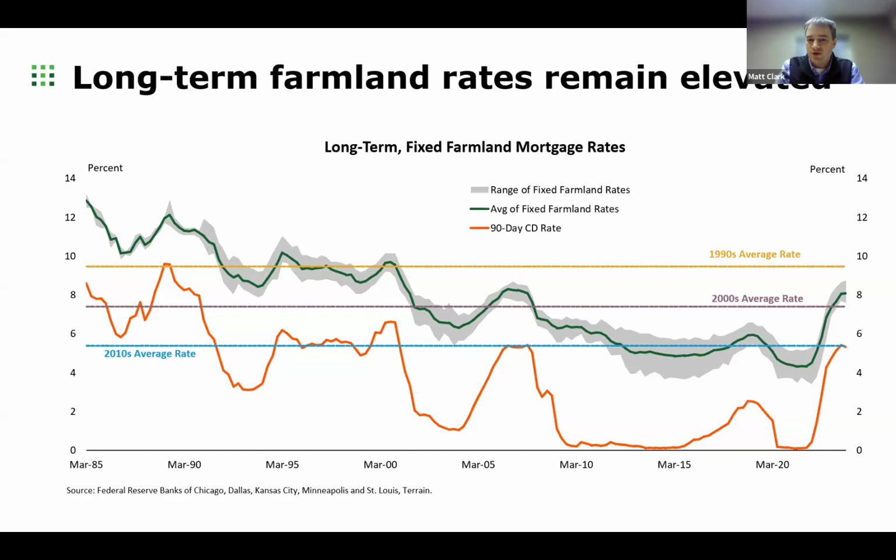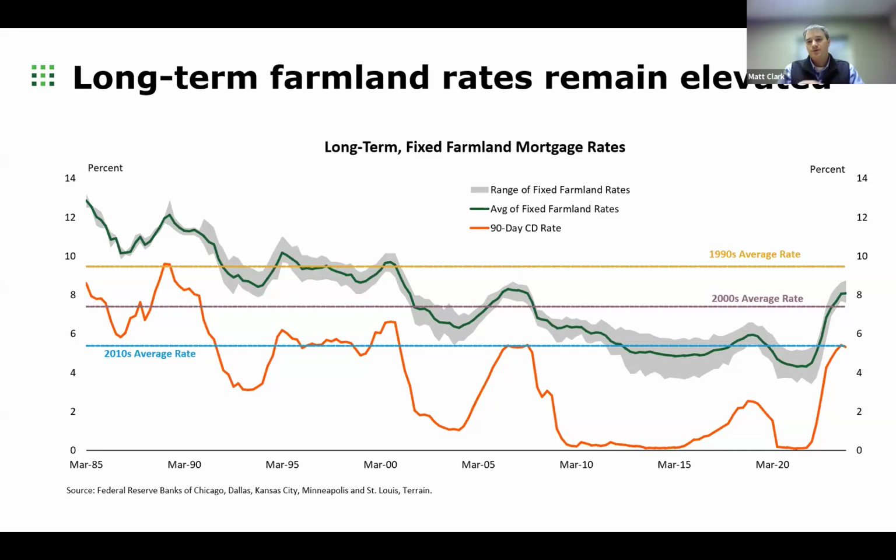The other thing that I want to draw out here is the red line. This is the national average rate on a 90-day CD. What you'll notice is as banks fought for those deposits, as we talked about earlier, they significantly ramped up those CD rates, which many people took advantage of, which is a blessing. However, notice that the current 90-day CD rate is above the average farm loan book from 2010 to 2019.